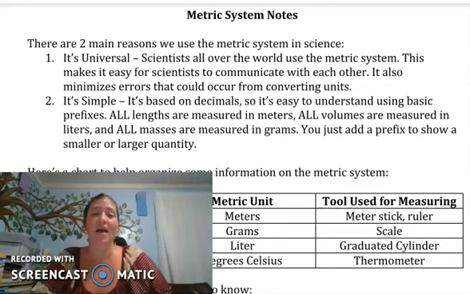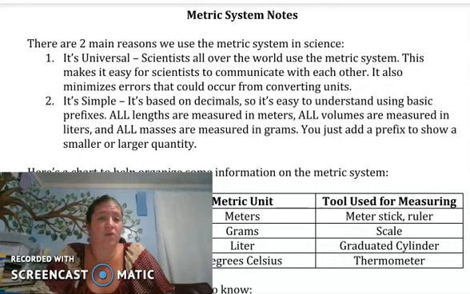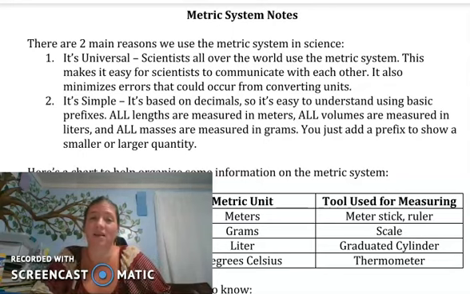The system is super simple. It's all based on decimals. It's all based on powers of 10. And so when we want to make something bigger, we slide the decimal. Smaller, we slide the decimal.